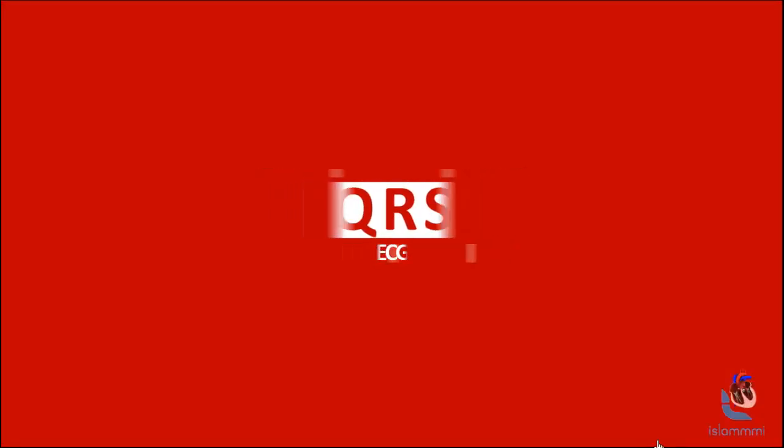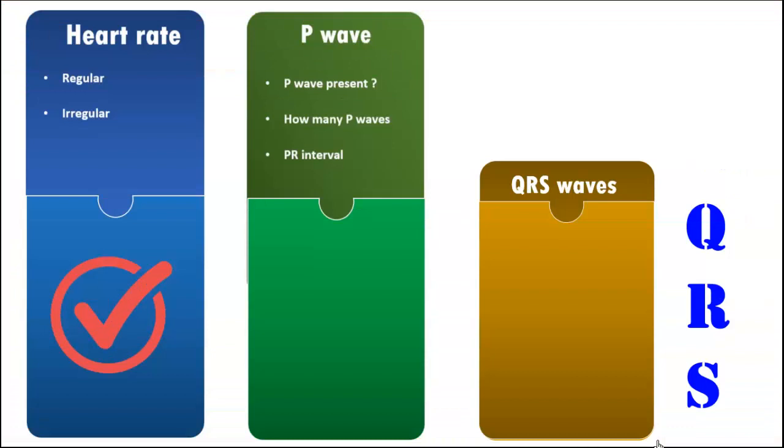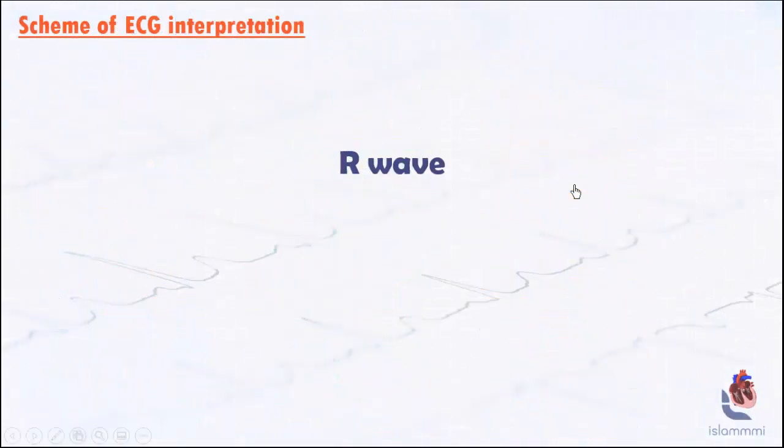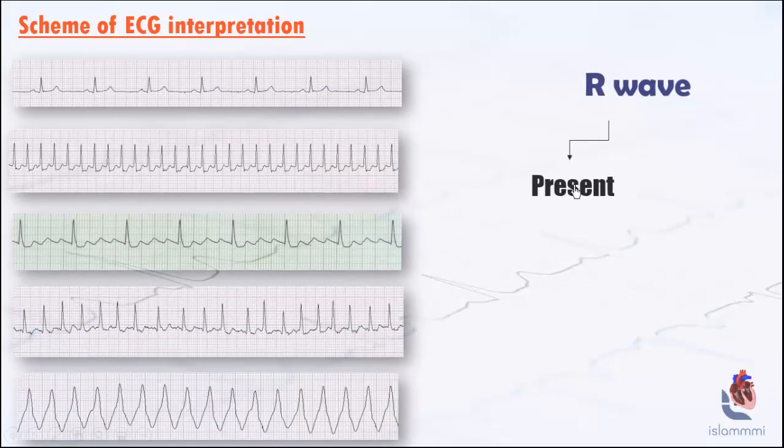So now we are going to the QRS, and this should be quite easy because we have already seen most of the strips before. The R wave might be present or might be absent. So present, like we said before, this is the normal sinus. This is exactly like the sinus, but without a P wave. And the QRS is very narrow, so it's atrial, not ventricular. And it's very regular, so it's SVT.